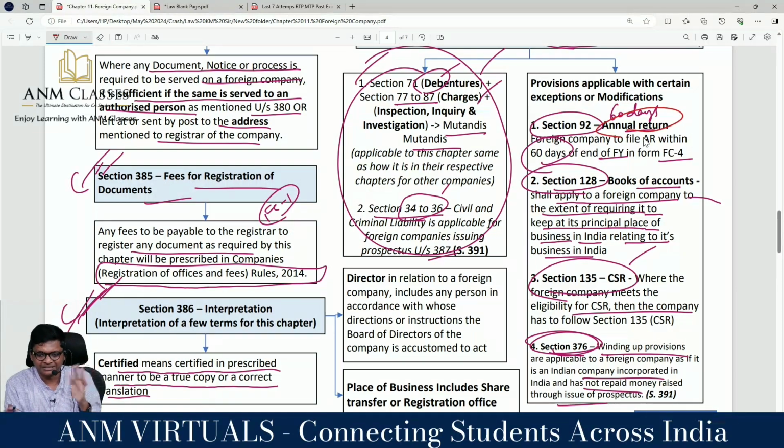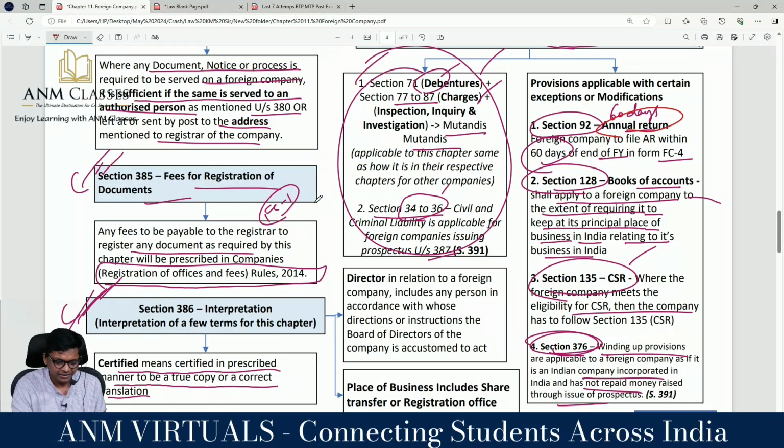Annual return, if he asks me, same thing, within 60 days from the end of the financial year. For another normal company, under Section 92 it is 60 days from the end of the AGM. Why the difference we discussed: for a foreign company, they don't have an AGM in India. So it's from the end of the financial year. I am not teaching anything new, guys. Revision of what we did yesterday, is it helpful in any way?